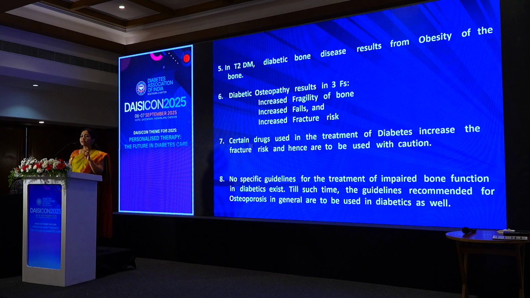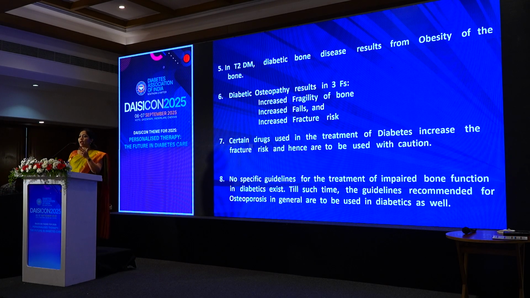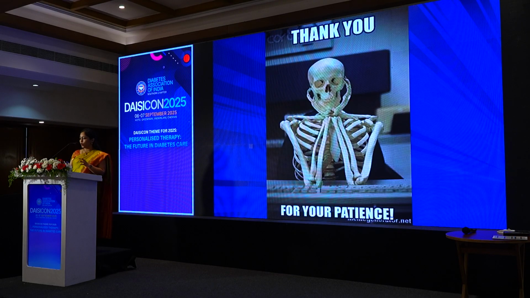And diabetic bone disease in type 2 largely results from obesity of the bone and results in 3 Fs, which is fragility, falls, and fracture. Certain drugs for the treatment of diabetes may have to be avoided in people who have a poor bone health. No specific guidelines are there which are quite specific for diabetes. So till such time, the general guidelines for osteoporosis is what you have to follow when you treat people with osteoporosis and diabetes. I'll stop there.